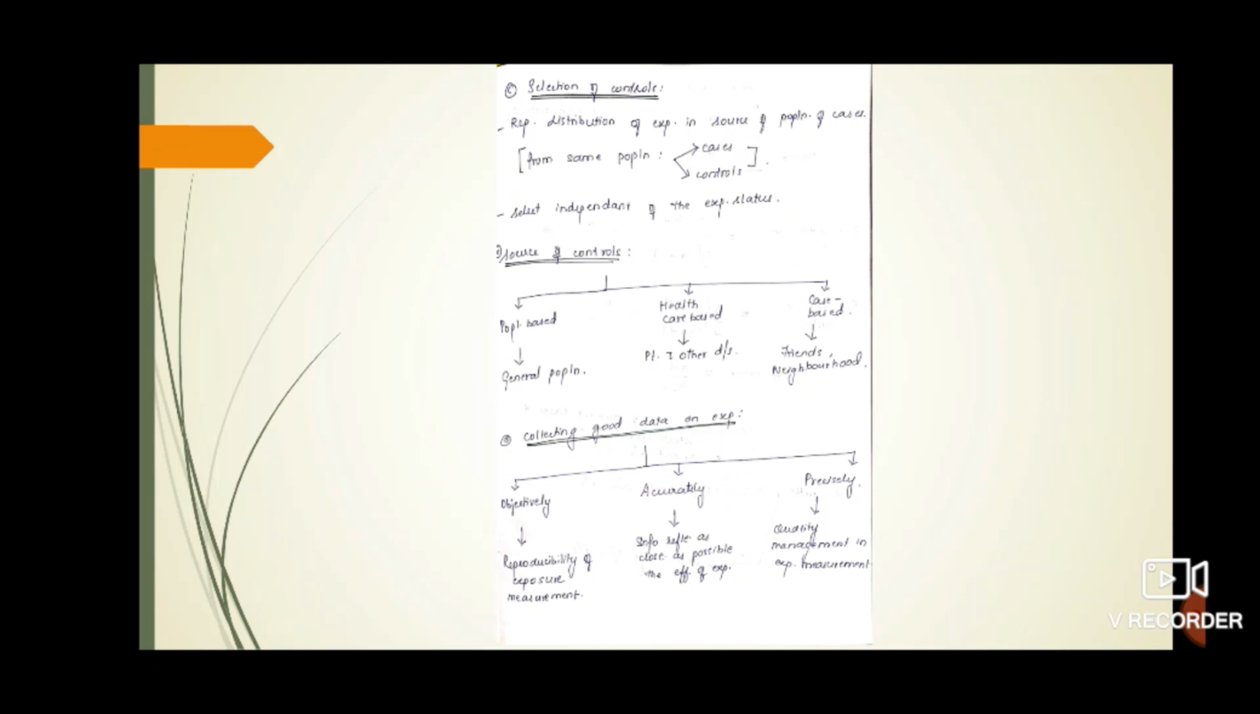And in collecting good data on exposure, we should keep in mind the objectivity, the accuracy, and the precision. Objectivity means it should reproduce the exposure measurement, accuracy means that the information should be as close as possible to the true effect of the exposure, and precision is the quality management in the exposure measurement.